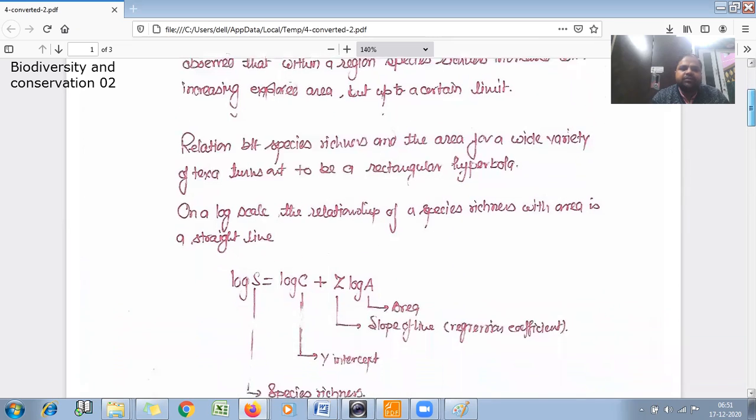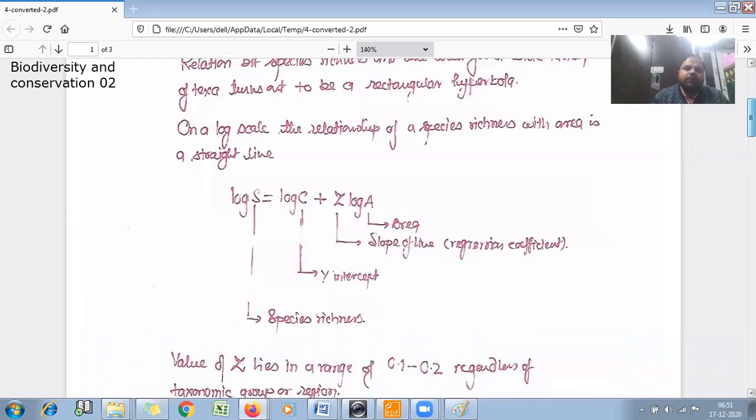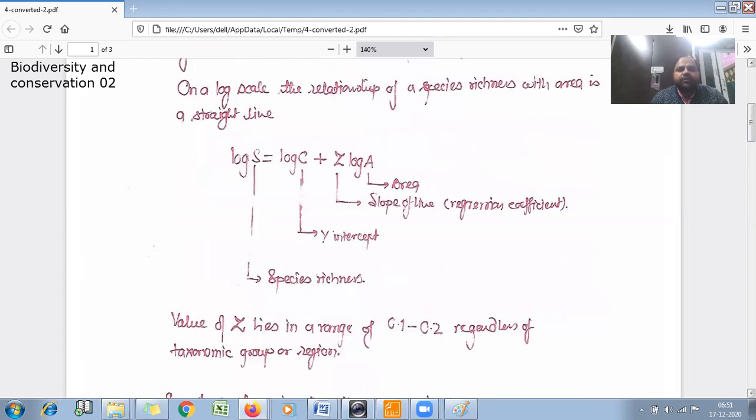And the relationship between the species richness and the area for a wide variety of taxa turns out to be a rectangular hyperbola. And on a log scale, the relationship of species richness with the area is a straight line. Now we'll see the formula for that: log S equals log C plus Z log A. Here A is the area, Z is the slope of the line, or we can say the regression coefficient, C is the y-intercept, and S is the species richness.